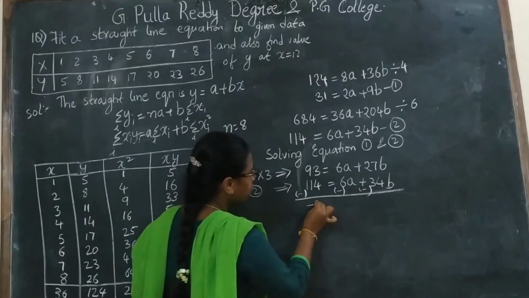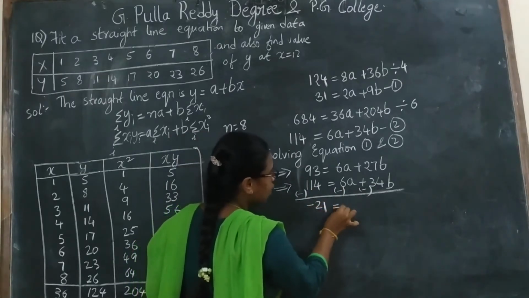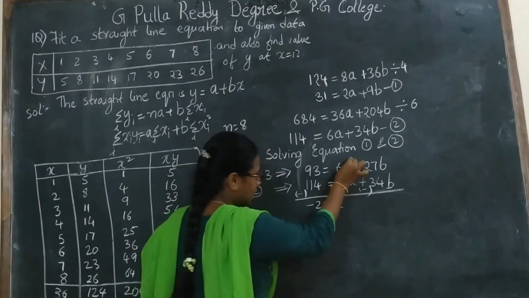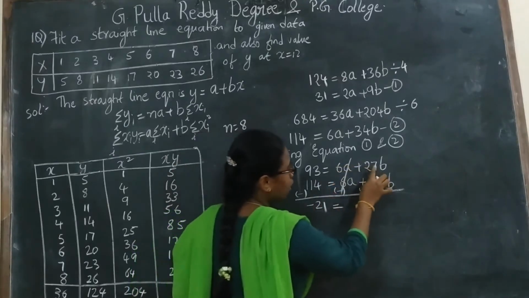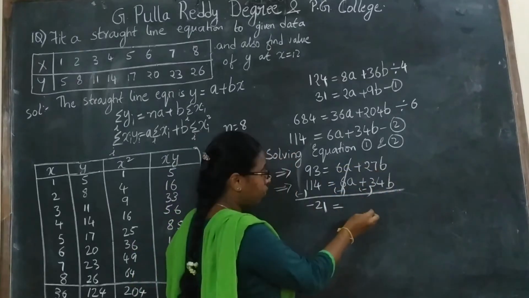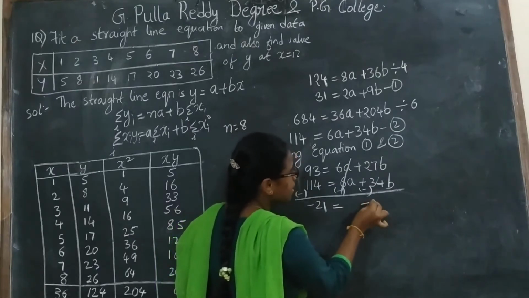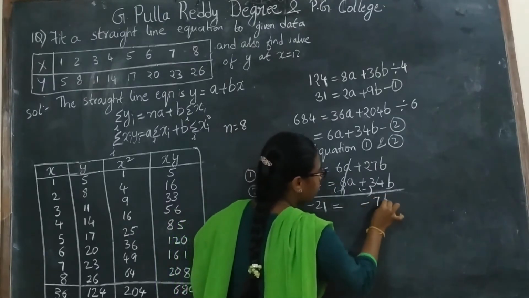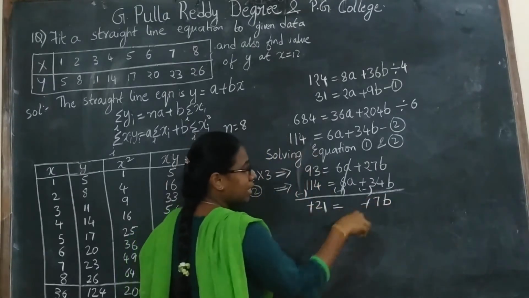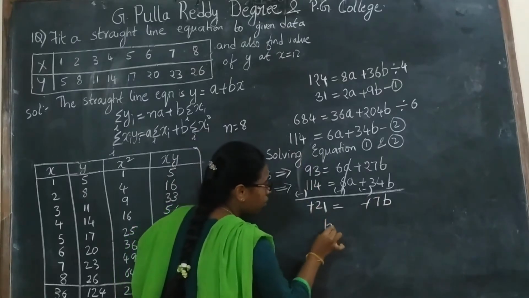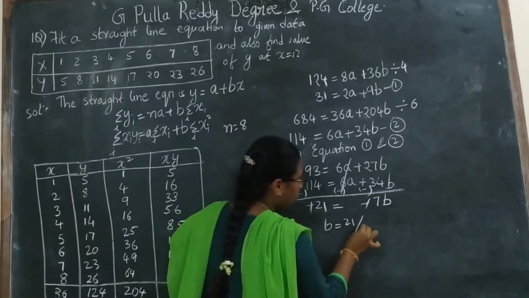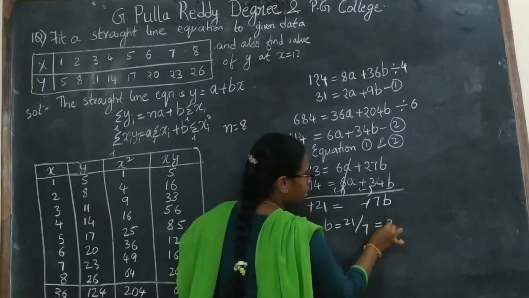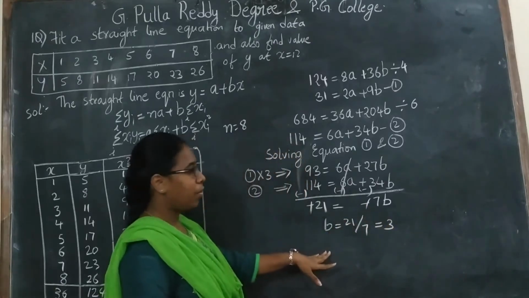Now 93 minus 114 is minus 21 equals minus 6a and plus 6a gets cancelled. Next is 27 minus 34, so you will get minus 7b. Minus and minus get cancelled. So b equals 21 by 7, that is b equals 3. Now we got the b value.